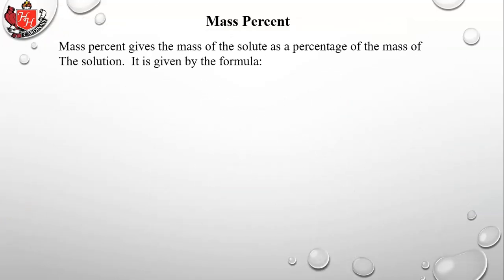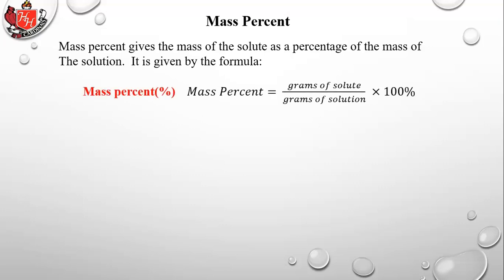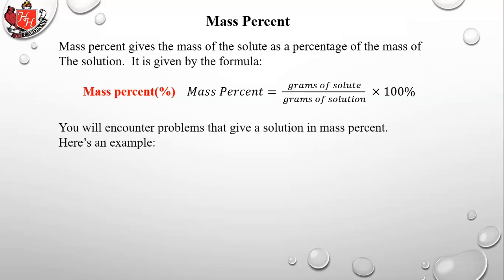Mass percent gives the mass of a solute as a percentage of the mass of the solution. It's given by the formula mass percent equals grams of solute over grams of solution times 100%. You will encounter problems that give a solution in mass percent. Here's an example. A solution is 3.50 mass percent sodium chloride, NaCl. The question is, how do you deal with that in a problem?